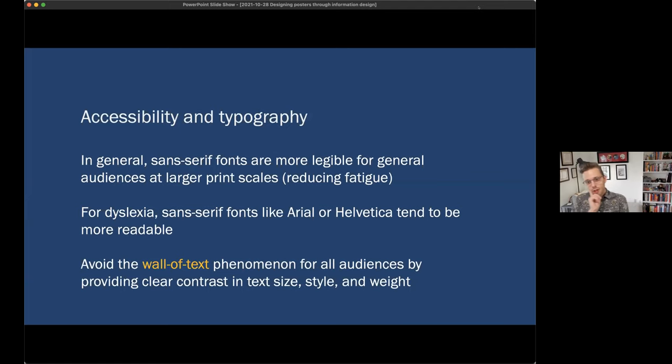Now, one minor note about accessibility in typography. In general, sans serif fonts are more legible for general audiences, especially at larger print scales. They just reduce reading fatigue. For dyslexia, people with reading disabilities, sans serif fonts like Arial or Helvetica tend to be more readable. So that means in general, sans serif fonts are a good typeface to go with. When you use a font like this, just make sure to avoid the wall of text phenomenon by providing clear contrast in the text you provide in terms of text size, style, and weight. Again, those different dimensions of typography.